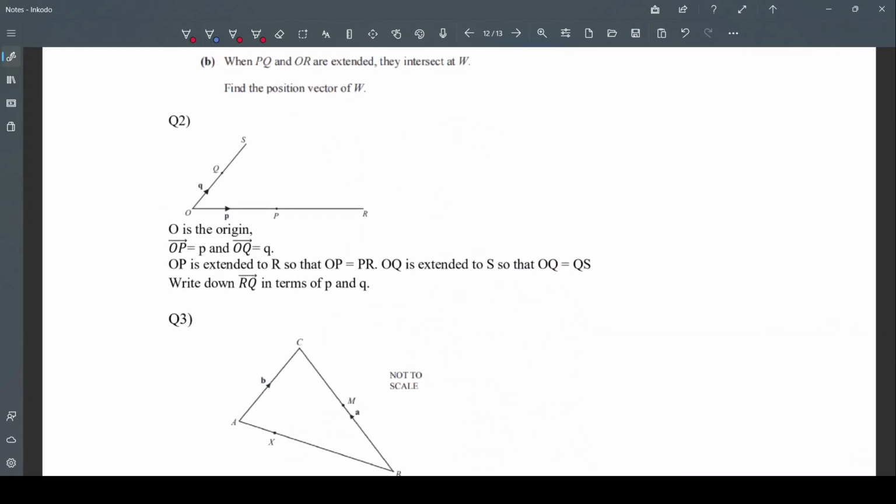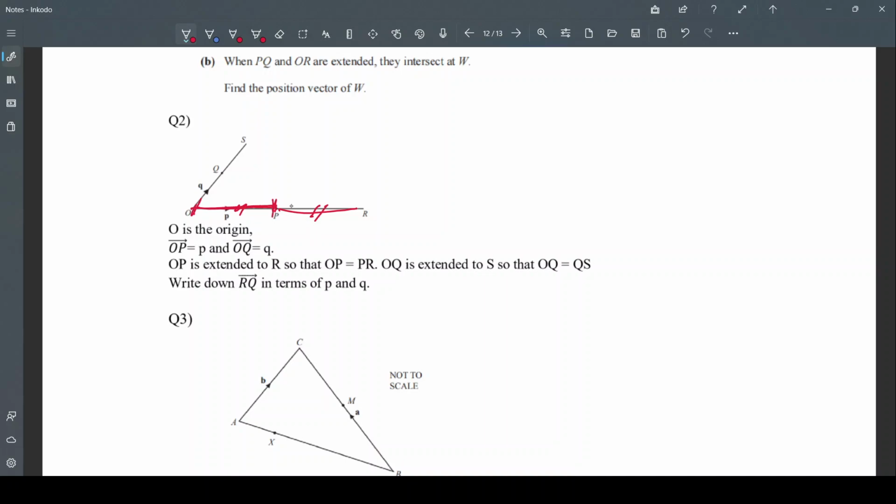So this part is really easy. O is the origin, and OP is P, and OQ is equal to Q as it is written. This is Q and this is P, and OP is extended to R, so that OP is equal to PR. Both the lengths are equal.